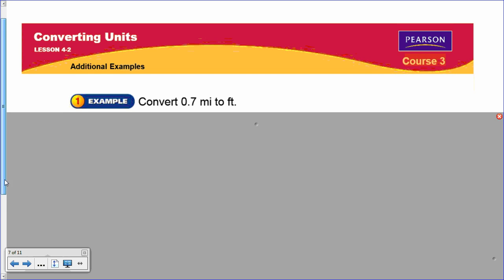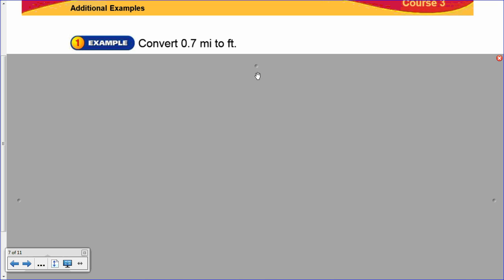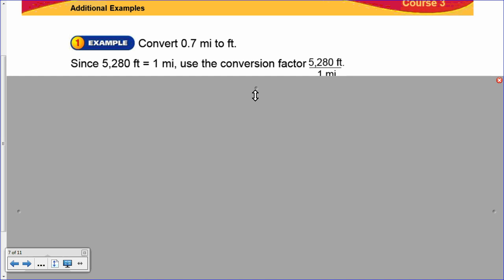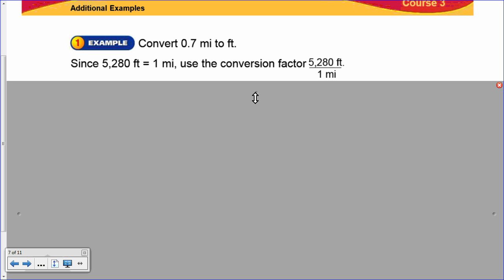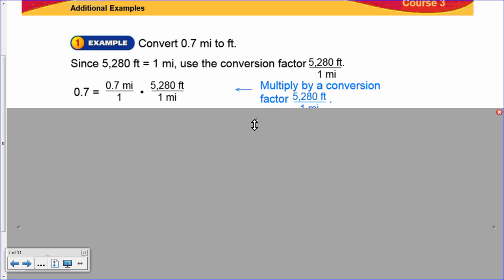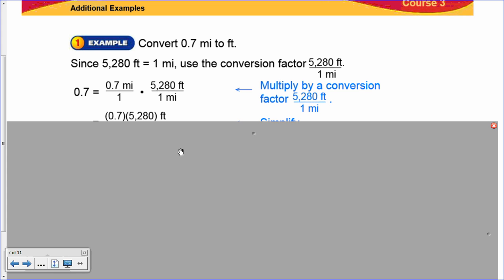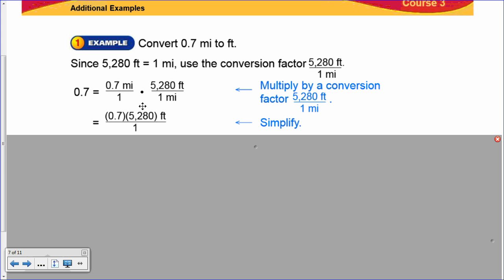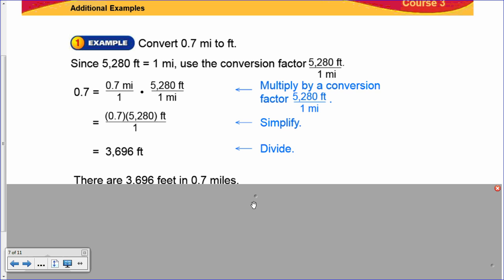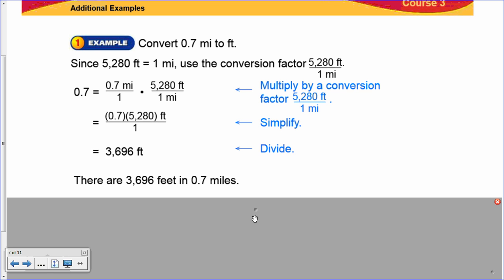In this first example, we want to convert 7/10 of a mile to feet. Our conversion unit would be 5,280 feet is equal to 1 mile. You're going to set up a multiplication problem where 7/10 over 1 is going to be multiplied by our conversion rate. When we do that, miles are going to cancel out, and you're only going to be left with feet up in the numerator. You then do the math and simplify, and we get 3,696 feet.